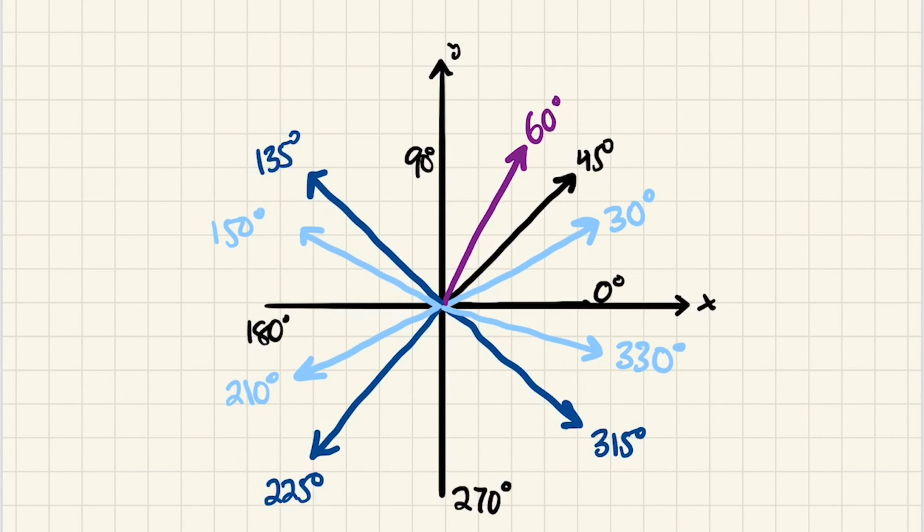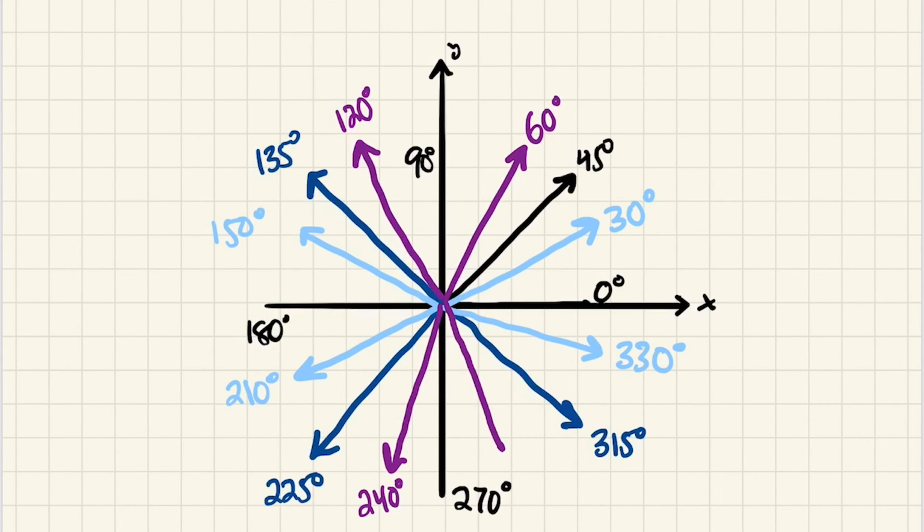Again, using a 30-60-90 triangle, we can find all the trig function values of 60 degrees. And of course, that means that we know all the 6 trig function values of any angle whose reference angle is 60 degrees. So that's like 180 minus 60, which is 120. Over here, that's 180 plus 60, which is 240. And over here, that's 360 minus 60, which is 300.